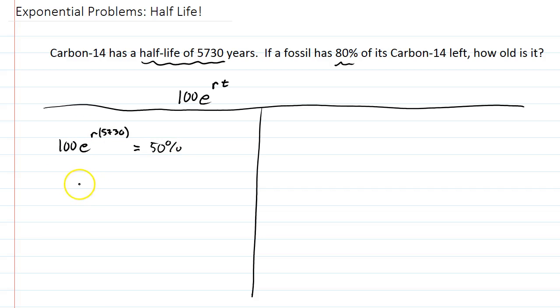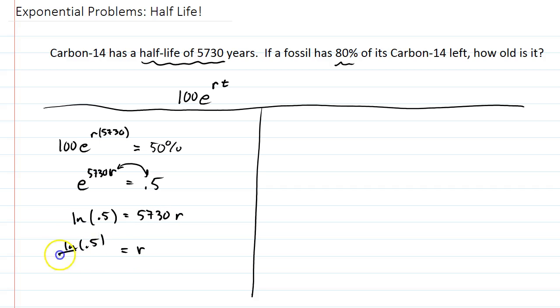I'm going to divide by 100 on both sides. So this is e to the 5730r, and I'll just switch these around because normally the number is before the variable, all equal to 0.5. Now I'm going to do the translation version to solve this. I'm going to rewrite this as a logarithm, and we get to flip sides. Keep the base and flip the sides. So this would be 5730r. r is going to be ln of 0.5 divided by 5730. When I work this out, my rate is about negative 0.00012. It's a very slow percentage.